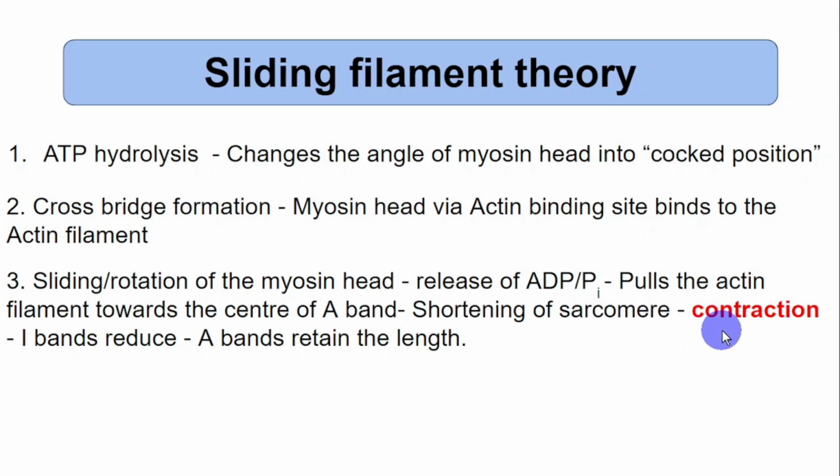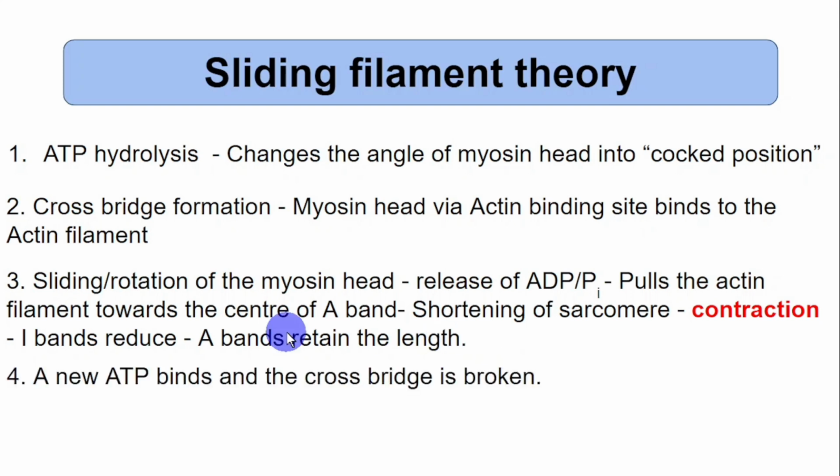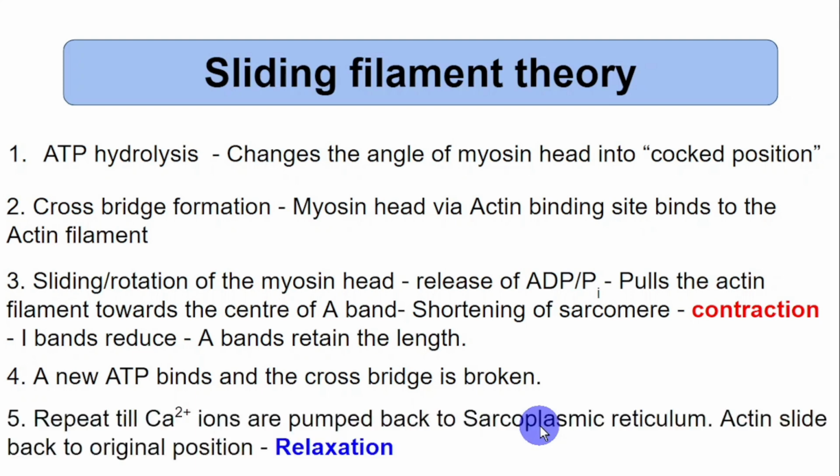So muscle contraction is associated with so many events. And then after this, a new ATP binds and the cross bridge is broken. So these four steps are repeated till calcium ions are pumped back to sarcoplasmic reticulum. Actins slide back to the original position, and this is called muscle relaxation. So these are all the steps of sliding filament theory.